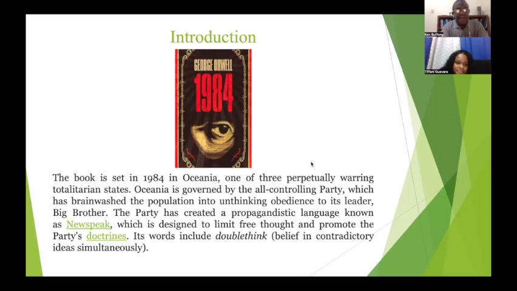Introduction. The book is set in 1984 in Oceania, one of 3 perpetually warring totalitarian states. Oceania is governed by the all-controlling party, which has brainwashed the population into unthinking obedience to its leader, Big Brother. The party has created a propagandistic language known as newspeak, which is designed to limit free thought and promote the party's doctrines. Its words include doublethink, which is belief in contradictory ideas simultaneously.